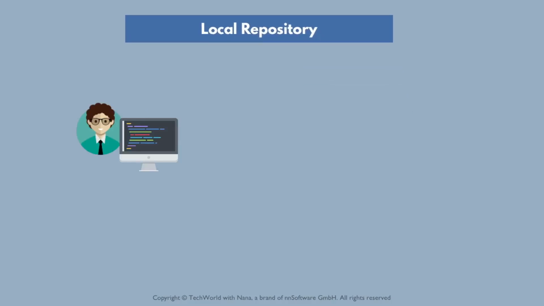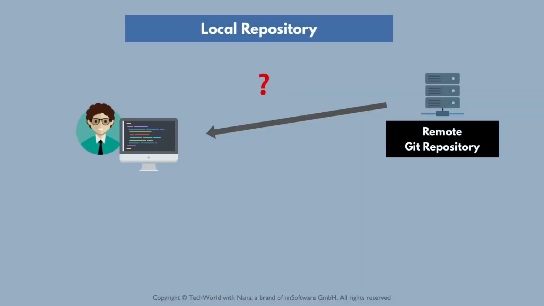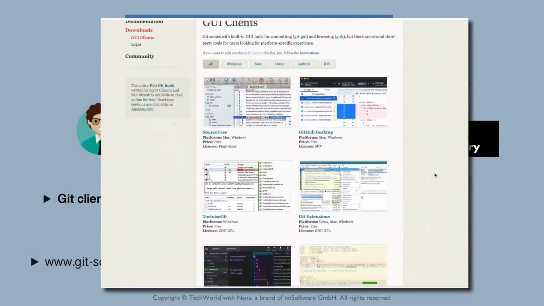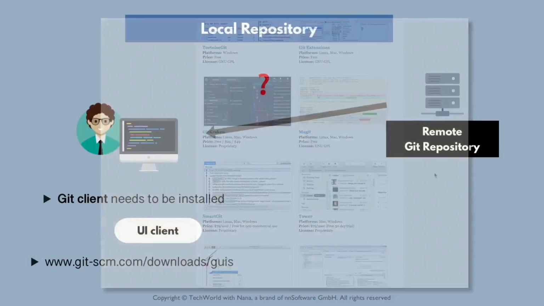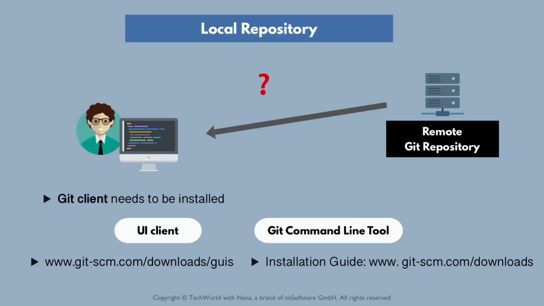Now, how do we get this repository locally? So if I want to work on this, how do I access this remote repository from my machine? The first thing is that you have to install a Git client. It could be a UI tool, a Git client. There are multiple out there. I personally use the Git command line because it's very straightforward. You have a handful of commands that you have to memorize, and that's it. And you can work pretty easily with that.